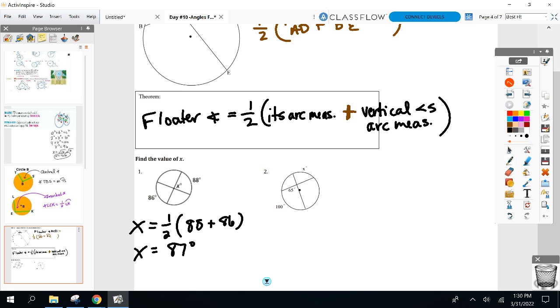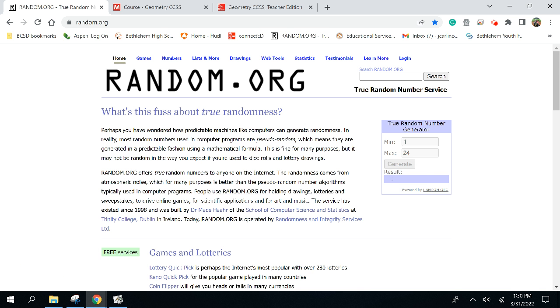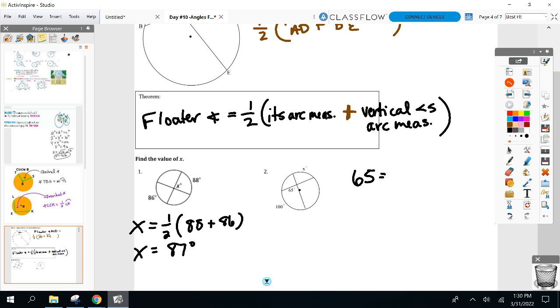How are you going to find the arc then? 65 is the floater. What's it going to be equal to? Now use your formula. What are the 2 arcs involved here? What's its arc? 100. What's its vertical angle's arc? X. Add it to angle X and make sure we cut it in half.